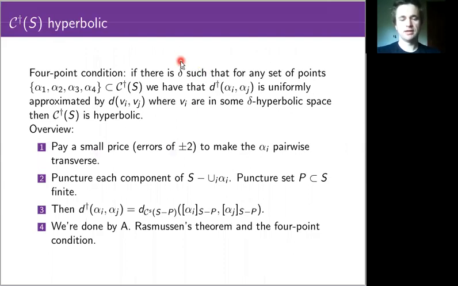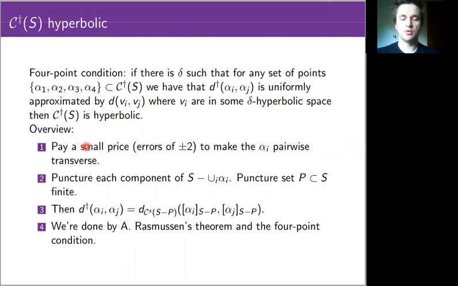And so let me just remind ourselves what we're going to do. We're going to pick any 4 vertices in C dagger, and then we're going to show that the distances between the alpha i in C dagger are uniformly approximated by some distances d(v_i, v_j) in some delta hyperbolic space. It turns out to be some surviving curve graph of S minus P. And that allows us to deduce that C dagger is hyperbolic by the 4-point condition. So how do we do this?